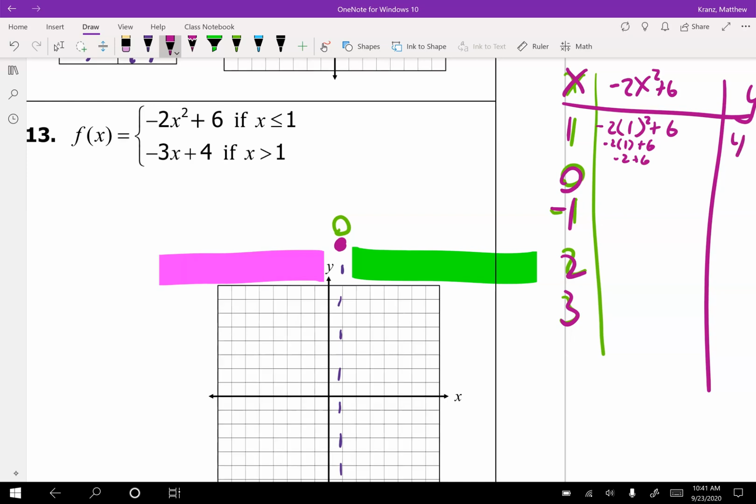So my first point is 1, 4, which is right here. And I'm going to get a solid circle because you see I'm solid there. 0, negative 2 times 0 squared, well, that is 0 plus 6 is just going to be 6. So I'm at 0, 6 is my next one. Right there.